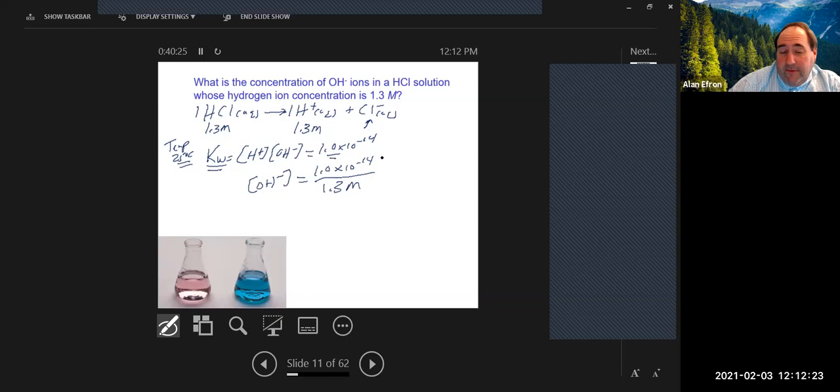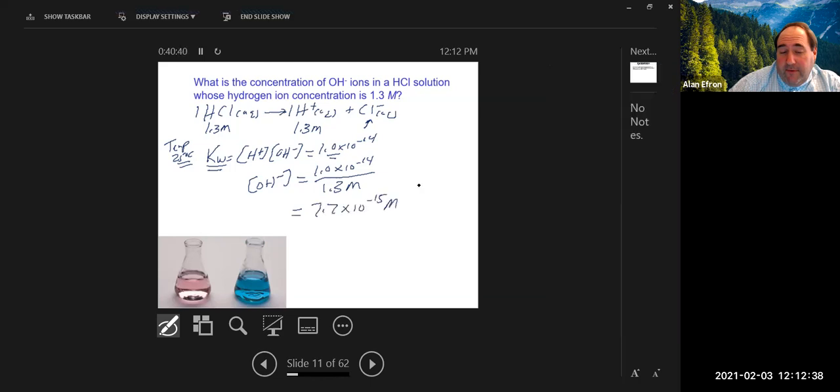And if we do that, we get maybe 7.7 times 10 to the minus 15 molar. That would be our hydroxide concentration. Any questions on that?